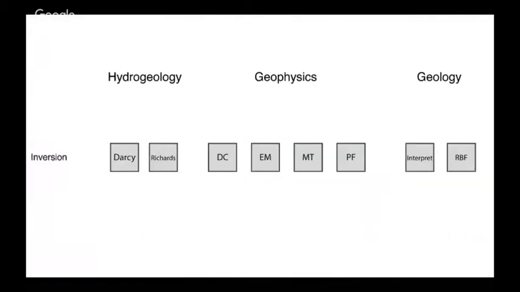Under the hood of all of these disciplines are a lot of simulation tools and methods. For saturated hydraulics, you have Darcy's equation. For the vadose zone, which is the region between the ground surface and the water table, we have Richards' equation, which describes that. In geophysics, there's a whole host of methods: direct current resistivity, electromagnetic methods, magnetotellurics, potential fields, gravity and magnetics. And in geology, there's the interpretation of these in a sensible way, as well as the interpolation of data under the surface. All of these disciplines have different types of data that they're collecting.